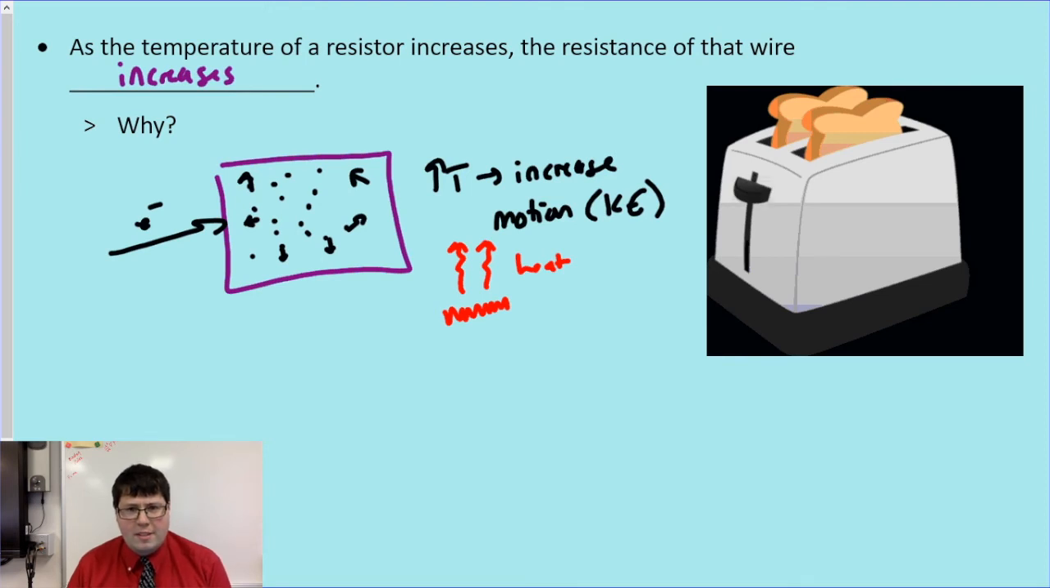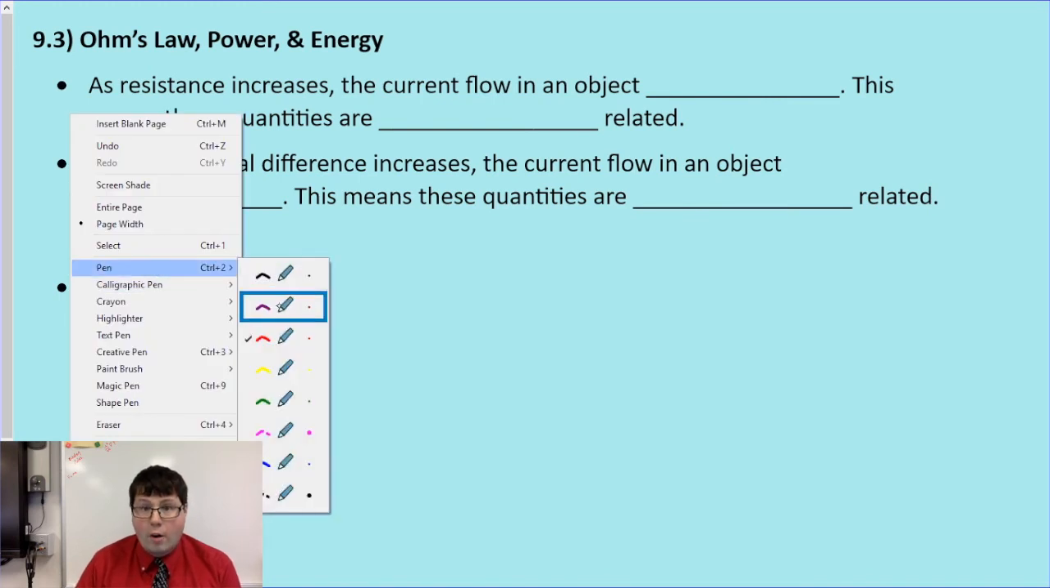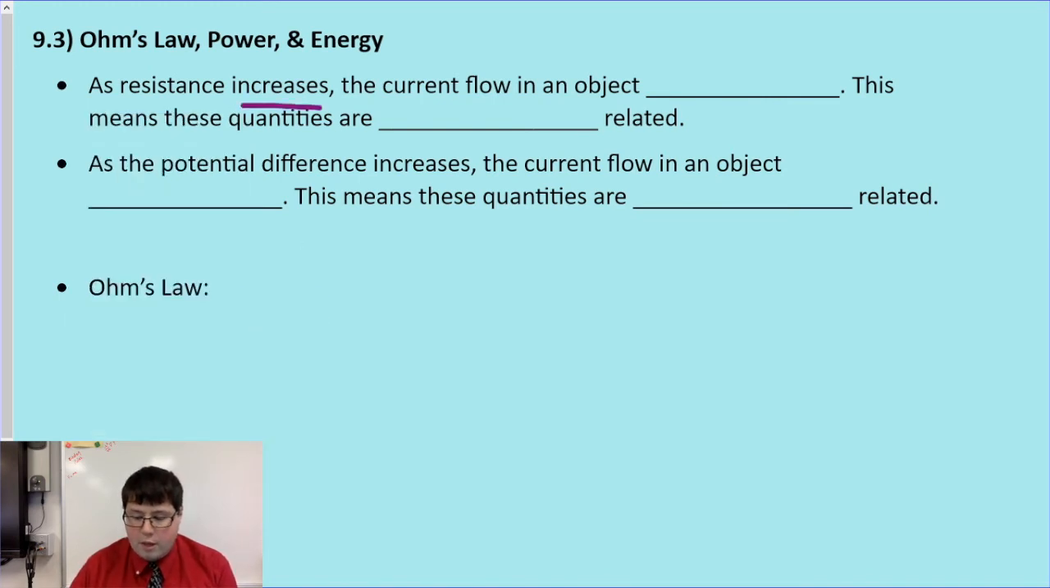Well, that's resistance, but let's see how that relates to some of the other variables we've seen in this unit about electricity. I'm talking, of course, about Ohm's law. Ohm's law tells us that as the resistance of something increases, the current flow in that object is going to decrease. It's harder to push the electrons through the material, so as the resistance goes up, the current decreases. This means these quantities are inversely related.